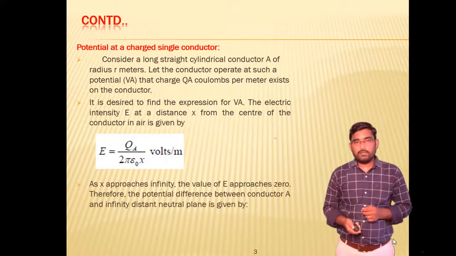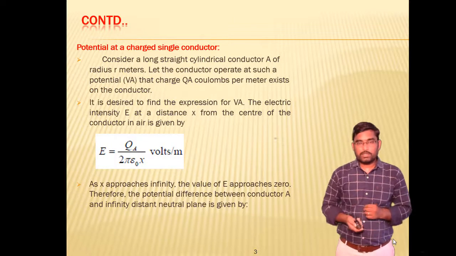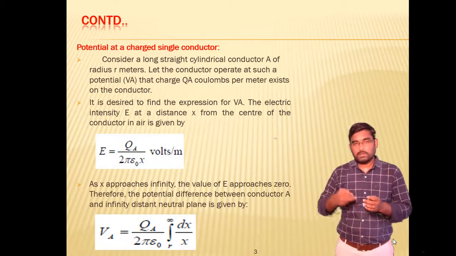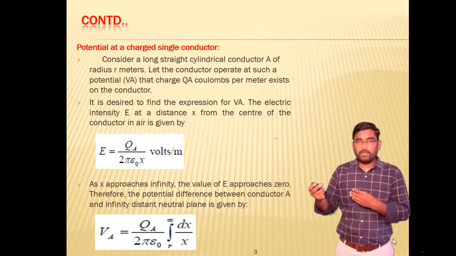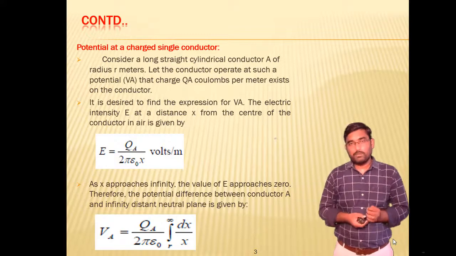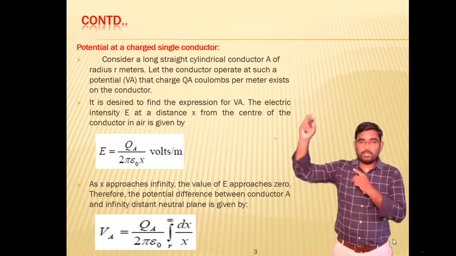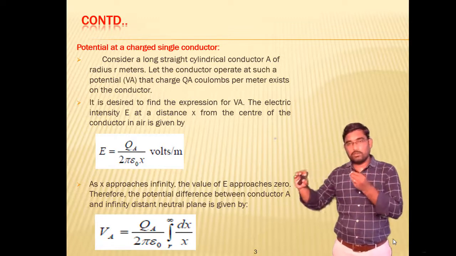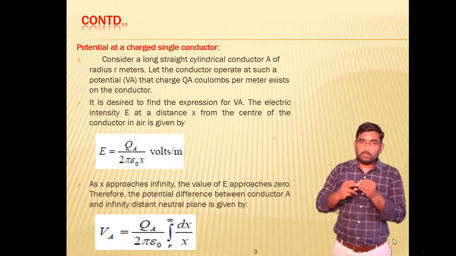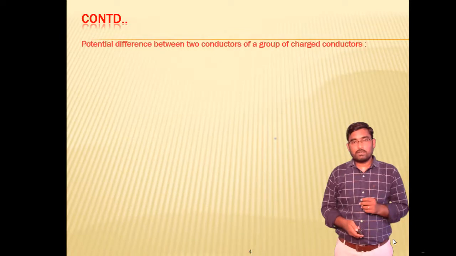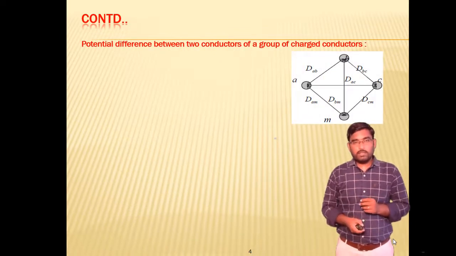After writing the electrical field intensity, we can easily write the potential at this point, which is V equals QA by 2 pi epsilon naught, integral from R to infinity of dx by x. From the surface of this conductor to infinity, we integrate this electrical field intensity in order to get the electric potential. As you are moving from the surface of the conductor to the infinity point, this field intensity will be reduced to 0. So, in order to get the total potential at that point, we need to integrate this field intensity. After integration, you will get the potential.